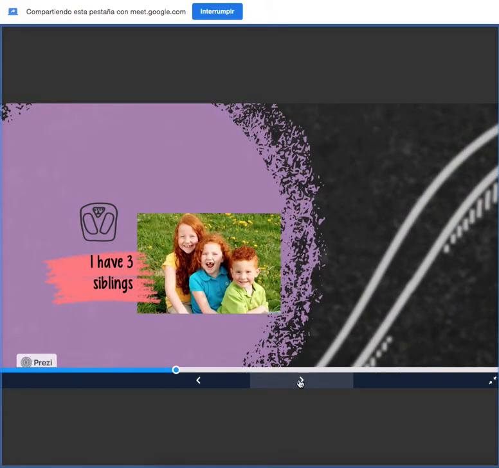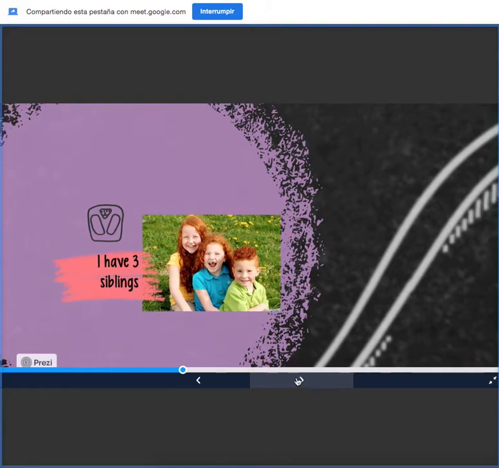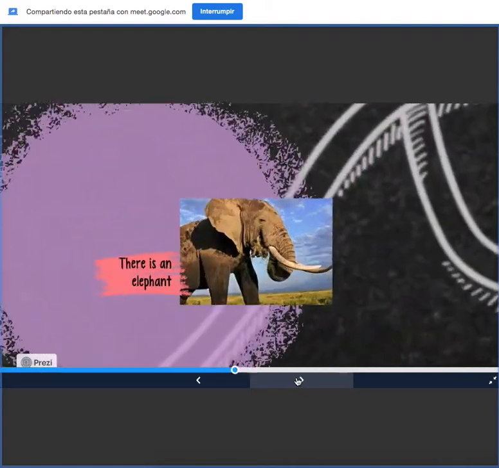Look at this one. I have 3 siblings. What is the meaning of sibling? What is a sibling? Tal vez es sobrino, Miss. No, it is not sobrino. Hermano. Yeah, it's a way to say hermano, but it is also a way to say like gemelo, mellizo, sibling. So it can be brother or gemelo, mellizo. Yeah. Let's continue with one extra example.